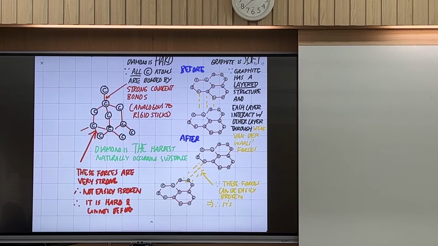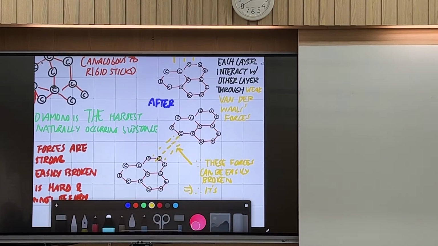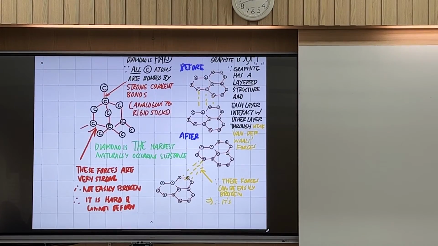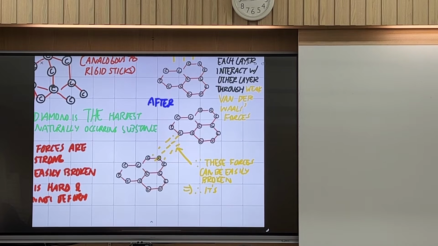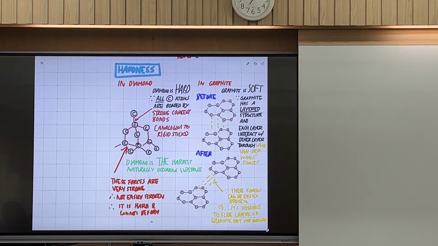And on the right, graphite, because the layers interact through weak van der Waals force, which can be easily broken. It is possible to slide layers upon layers of graphite past one another. Very clear, right?